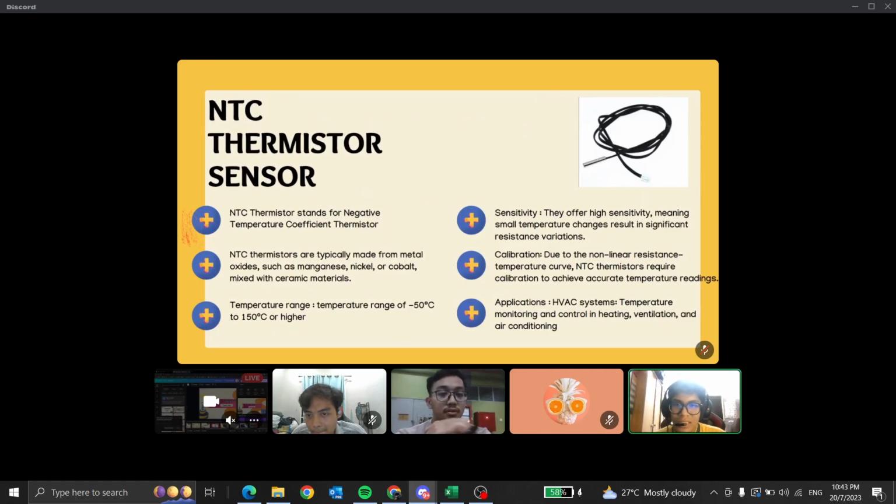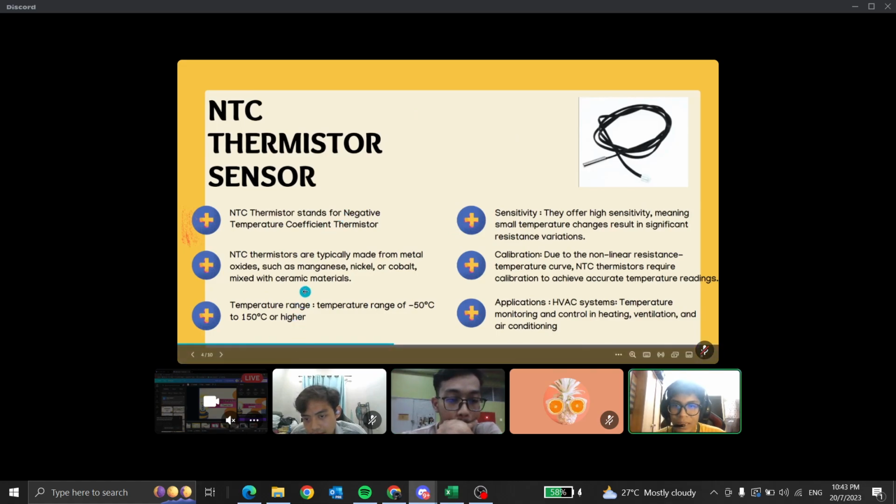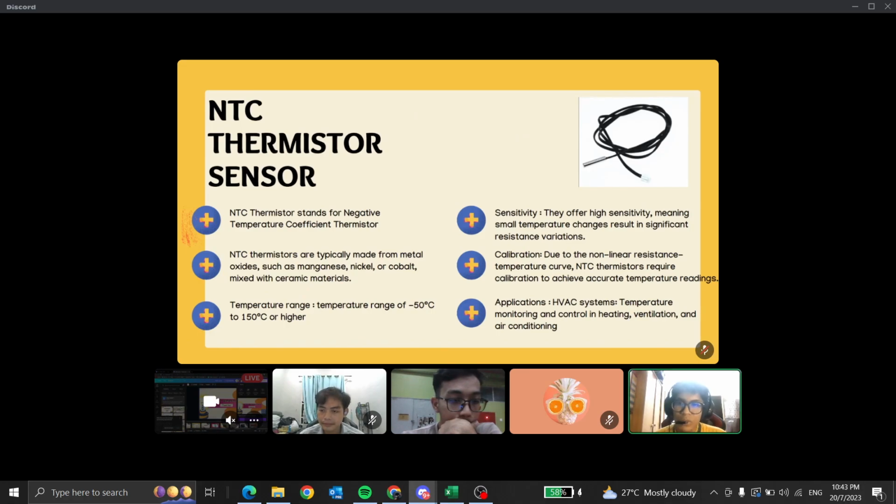NTC thermistor stands for negative temperature coefficient thermistor. NTC thermistors are typically made from metal oxides such as manganese, nickel or cobalt mixed with ceramic material. The temperature range of an NTC thermistor sensor is between negative 50 Celsius to 150 Celsius or higher.